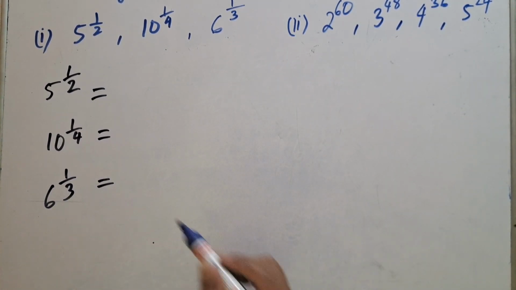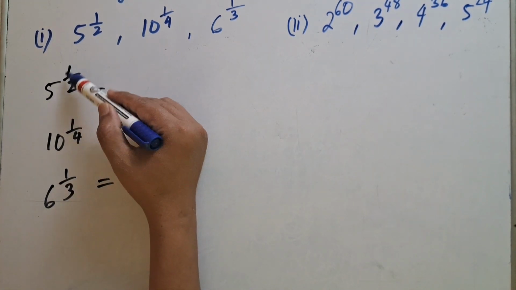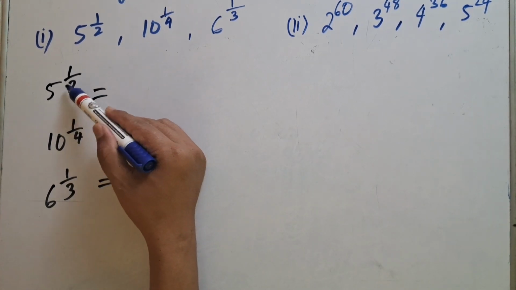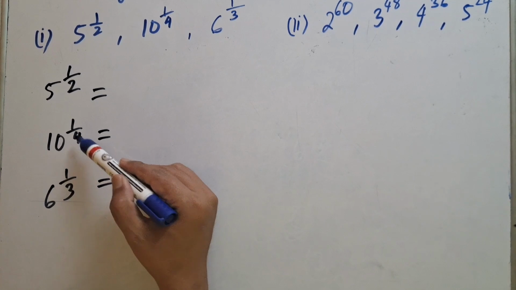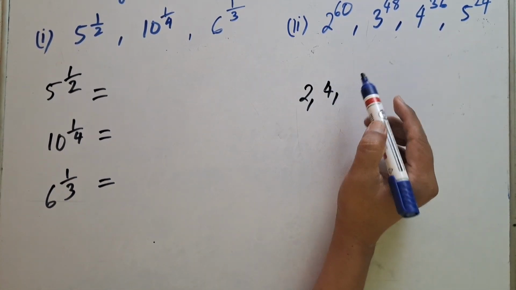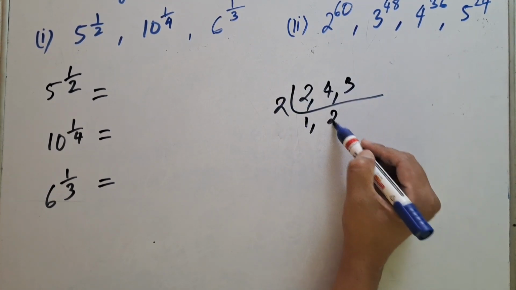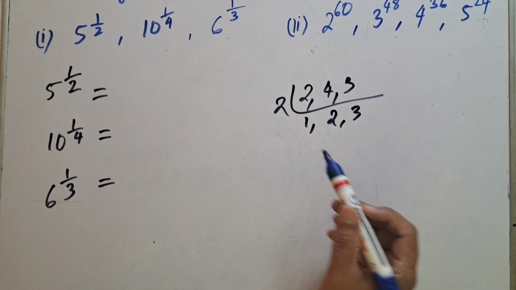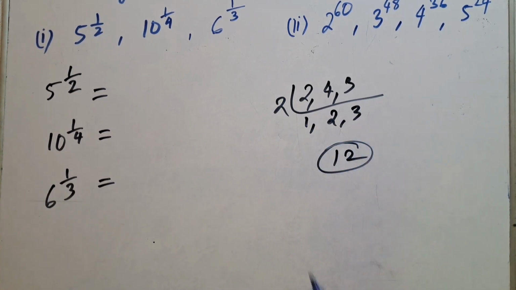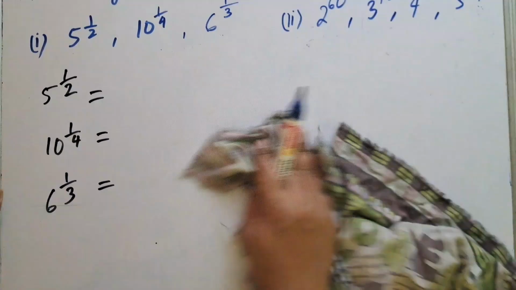So what we do is we take the LCM of the denominators of the powers. The powers are 1 by 2, 1 by 4 and 1 by 3. So we take the LCM of the denominators 2, 4 and 3. 2 1s are 2, 2 2s are 4, and this 3 we write as it is. 2 1s are 2, 2 2s are 4, 4 3s are 12. LCM is 12.